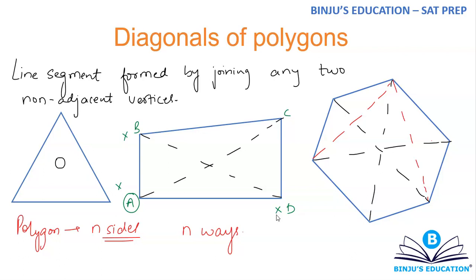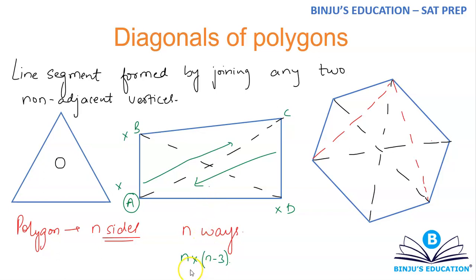So the first thing was I was able to select one vertex in n ways. If I want to select the second vertex, it has to be in n minus 3 ways. Why n minus 3? Because you will be subtracting the vertex which you have already selected, and also the two vertices which are adjacent to the selected vertex. So you can select the first vertex in n ways and the second vertex in n minus 3 ways. Another thing you need to understand is that whether you call this diagonal AC or CA, it's one and the same thing.